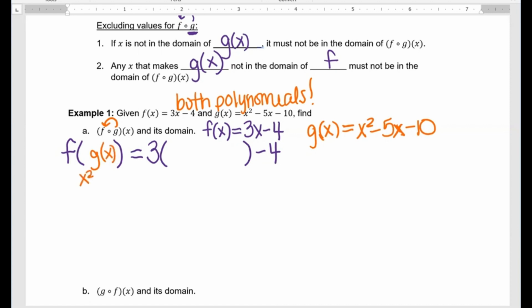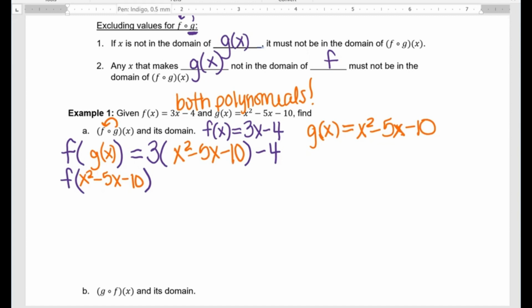And remember, g of x was x squared minus 5x minus 10. So I could also write this as f of x squared minus 5x minus 10. But what that means is that we are going to plug our x squared minus 5x minus 10 anytime we see an x, which I have in 3x. I left open parentheses here, which means we're going to substitute in our g function. So you may see this written one of two ways.